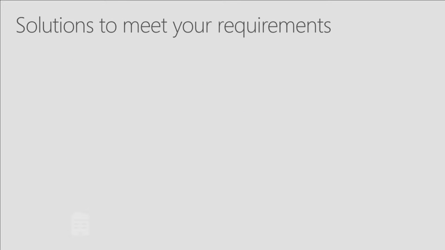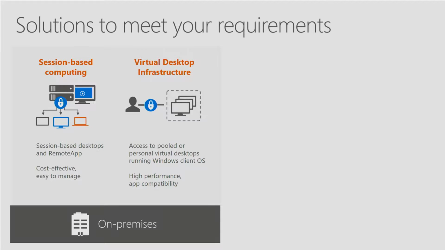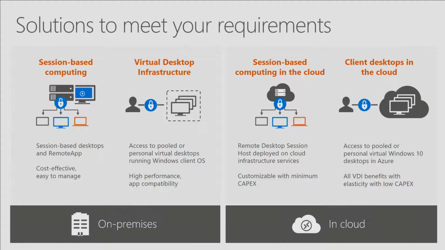Okay, so in terms of actual solutions, where does it all come in? Again, I know that many of you are familiar with all these. On-premises, there are two main ways to consume the technologies within RDS. One, session-based computing, where you have a server instance divided up into sessions and connect into those sessions to deliver your apps. Or two, the 1:1 virtual desktop infrastructure, or VDI, the true terminology of VDI.